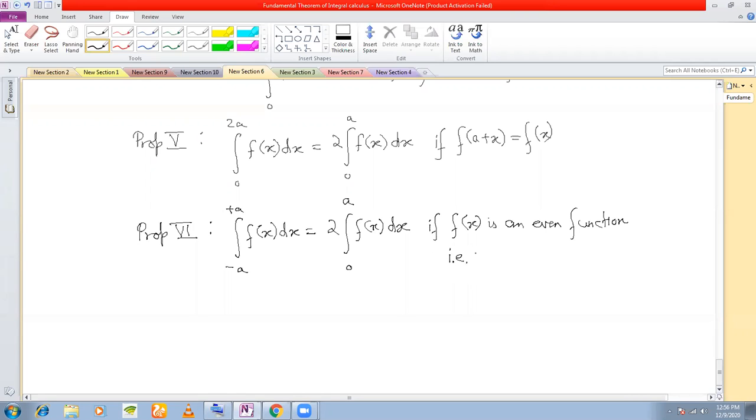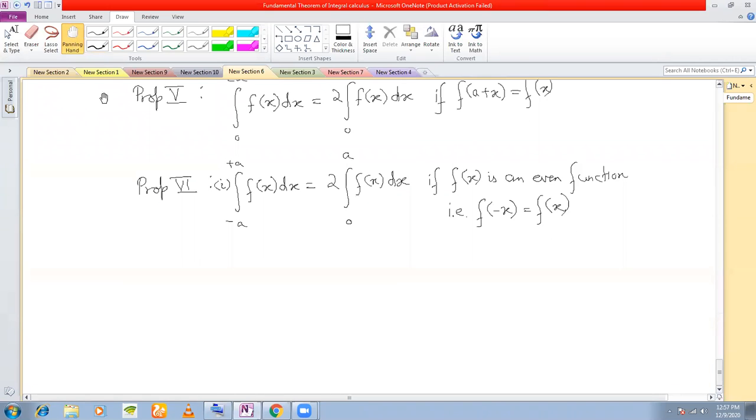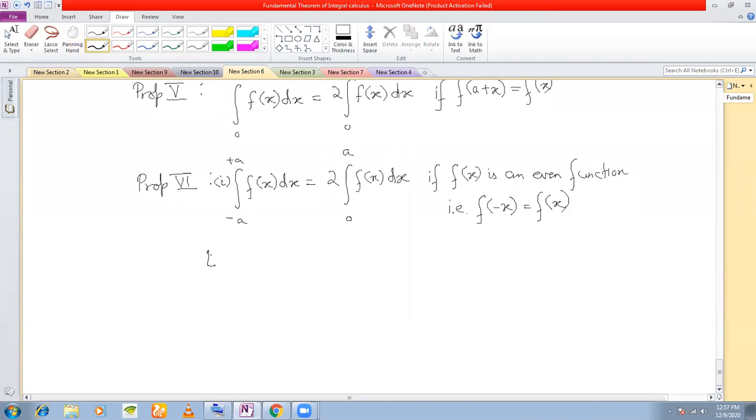Remember this even function. I told you the definition earlier also when I was discussing functions. I repeat this definition. Fx is said to be an even function if f minus x is equal to fx. Then this is called an even function. Let me give you an example. This is for the first one. Let me give you an example for this one, and then it will be clear.